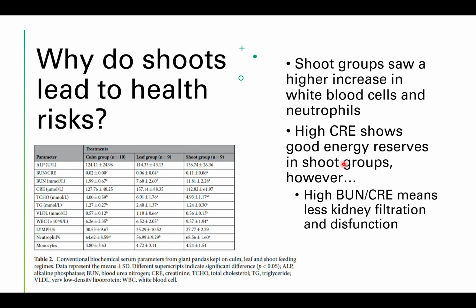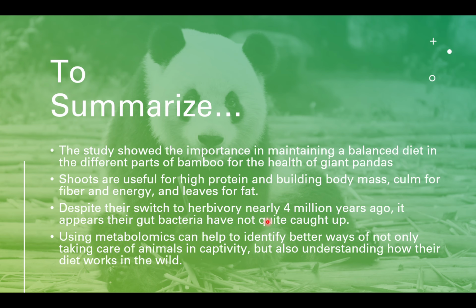But the shoot groups are very high in blood urea nitrogen, which shows a dysfunction in the kidneys, which can lead to kidney disease, and of course that can complicate health and maybe even lead to death. So we don't want these high levels. And so this all goes to show just why this study is important.